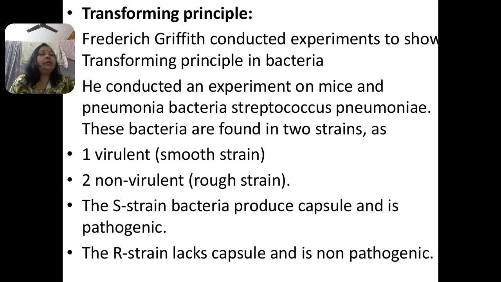The S strain bacteria actually have a capsule on the outer surface of their body, and it is pathogenic in nature due to the capsule. The R strain lacks a capsule and it is non-pathogenic in nature.